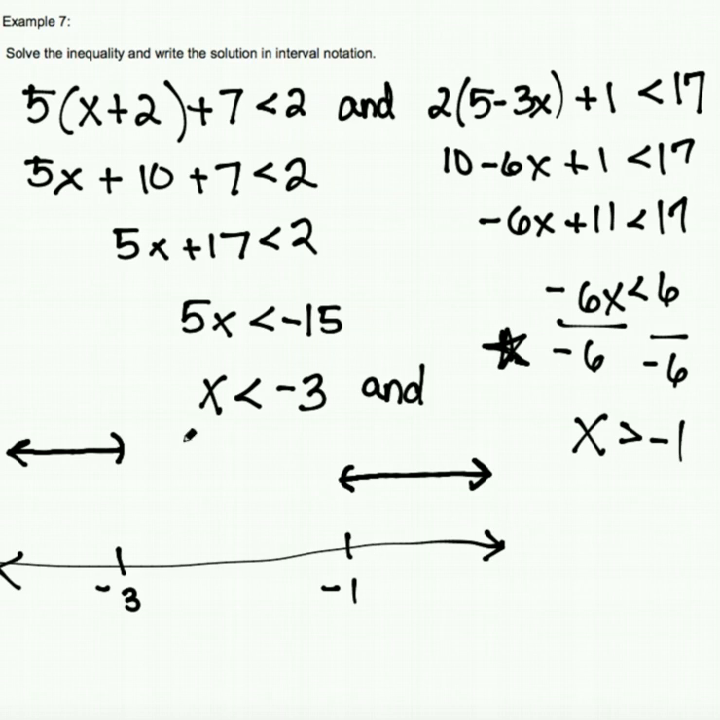What do you notice about this problem? Remember, an "and" is the intersection, or the overlap. We have zero overlap. Normally we're used to the overlap being here in the middle, but it's not. So I can't just write my solution as negative 3 to negative 1. Since there is absolutely no overlap, there is no solution, or the empty set. There are no values that satisfy both conditions. There's no number that is both less than negative 3 and greater than negative 1 at the same time.